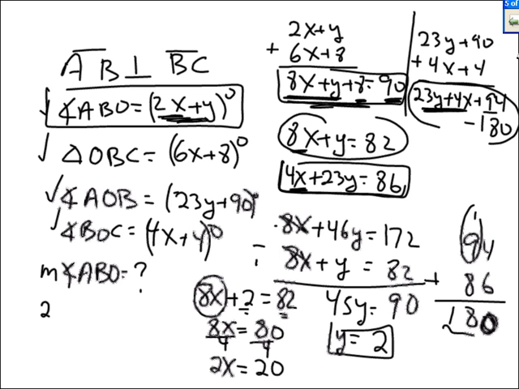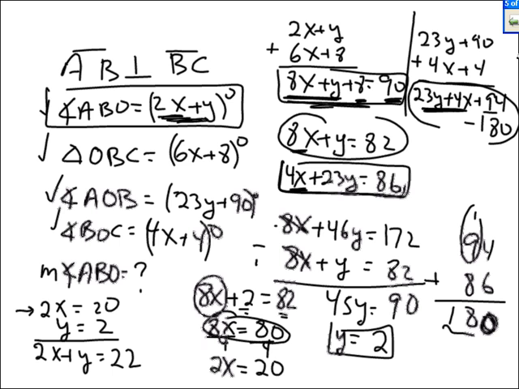So, 2x is 20. Now, just for the record, if you didn't like that, if 8 times x is 80, x is 10. Well then, 2x would be 20, and y is 2. So 2x plus y is 22 degrees. And that finishes that problem, and it finishes the section on perpendicularity. Okay, good luck with this stuff. It's fun, isn't it?